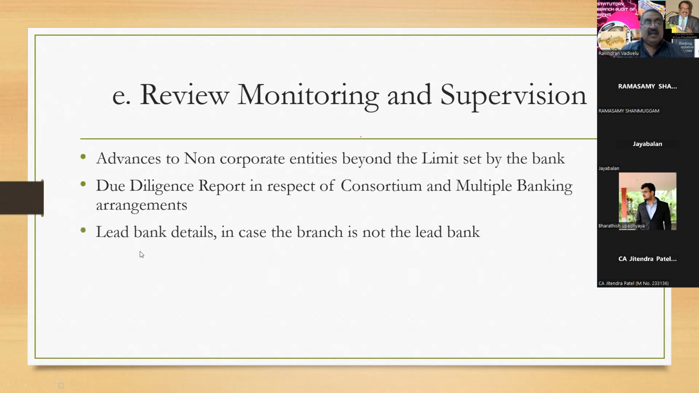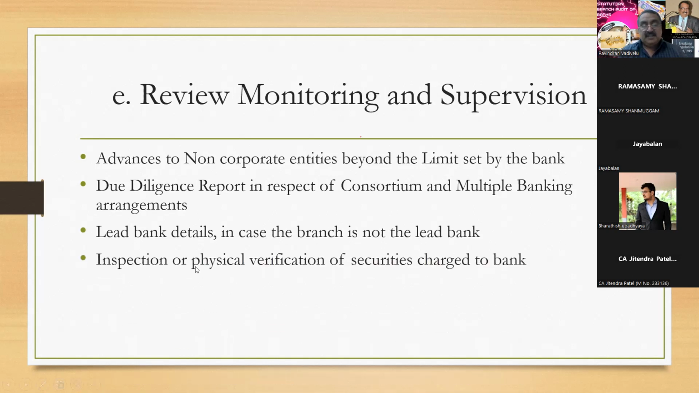We are going for another thing. Lead bank details in case the branch is not the lead bank. Suppose you are going for the audit and that branch is not a lead bank, then you have to ask for the lead bank details, then you can take the decision. And inspection or physical verification of securities charged to the bank. The concurrent auditor has to do the inspection or physical verification regularly of all the securities charged. If a house property is given as collateral security, it is the duty of the concurrent auditor to go and verify the securities.